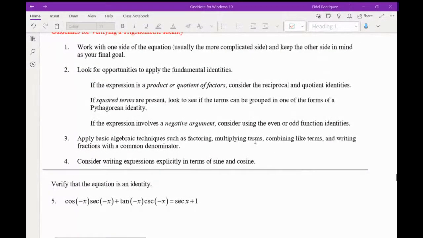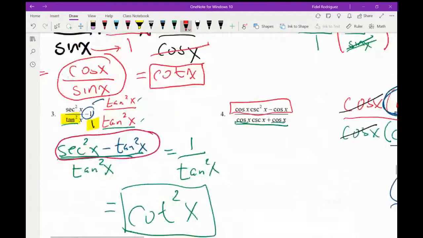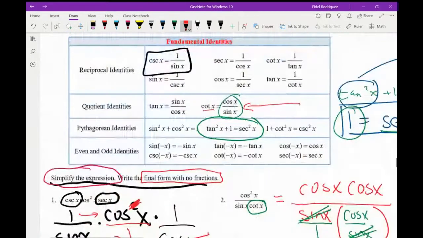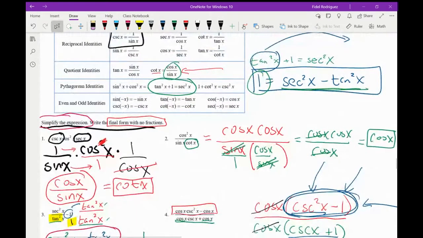Okay, so it says, verify that the equation is an identity. So the first thing I'm going to do here is I see negatives in here, and it says, if the expression involves a negative argument, consider using the even or odd function identity. Okay, so I'm going to scroll back up here, y'all. Okay. So we got some info up here, even and odd function identities. So what do we have? It says cosine of negative x is the same thing as cosine of x. Sine of negative x is a negative sine of x.